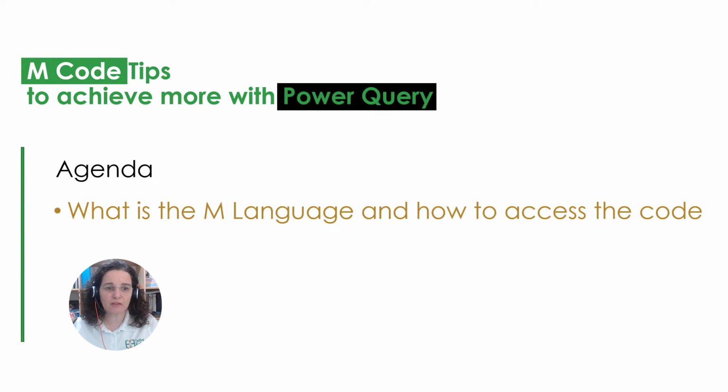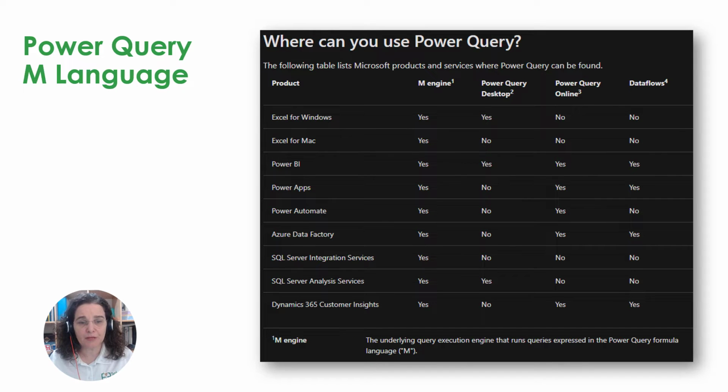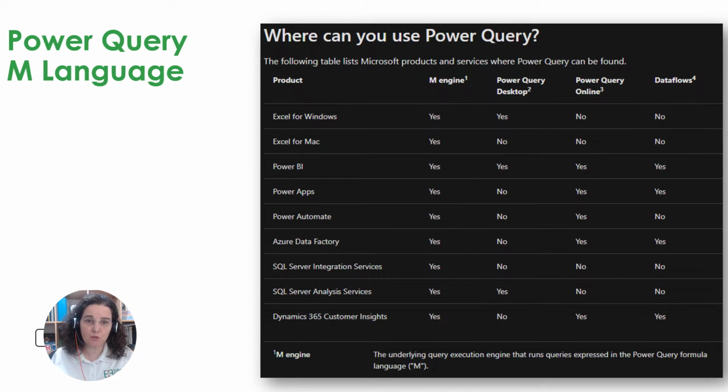Okay, so what's the agenda for today? What is the M language and how to access that code? We will see what that is, how we can learn, and some examples. In Power Query, when we are using the user interface, we can build amazing solutions just by using what the user interface offers us. And when we do that, behind the scenes, the code is being generated for us, and that's what allows us to come back later and refresh a query and get our data updated.